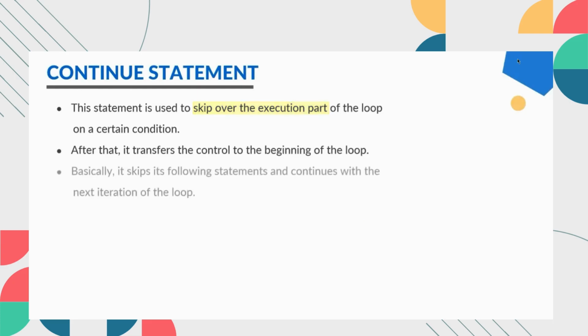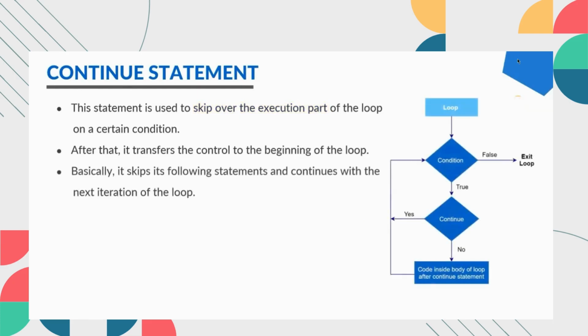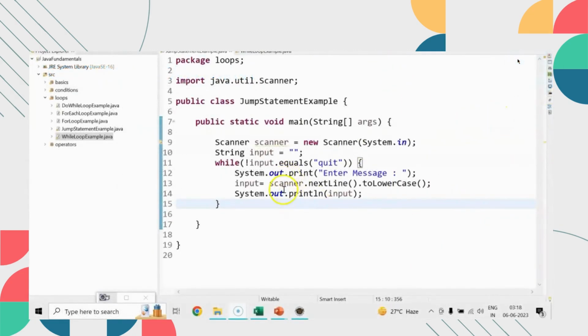But in the case of continue, rather than terminating, we skip over the execution part of the loop. Only that iteration is skipped and the loop keeps going on. Let's say the loop has started and the condition is getting executed. If the condition is true and the continue is there, it will just skip the iteration and check for the next condition rather than exiting the loop itself.